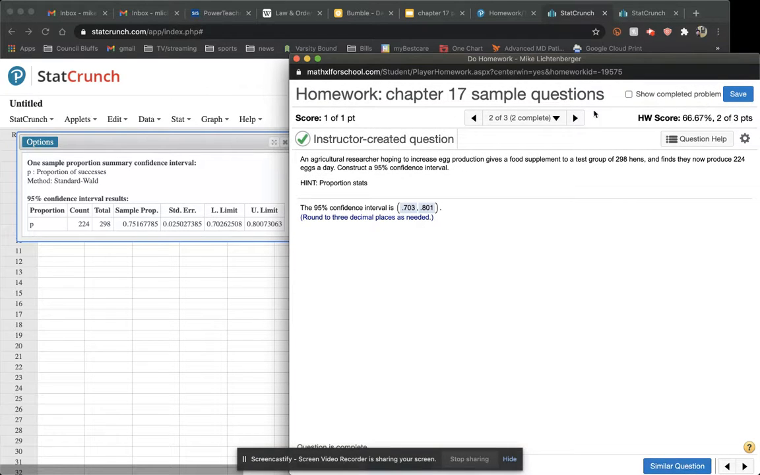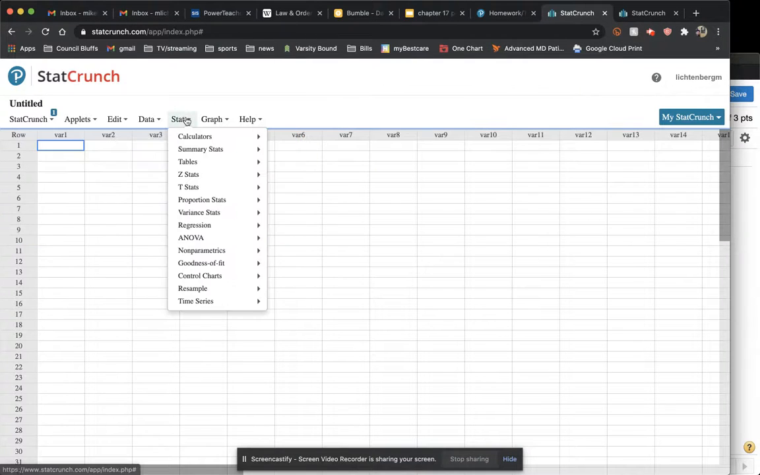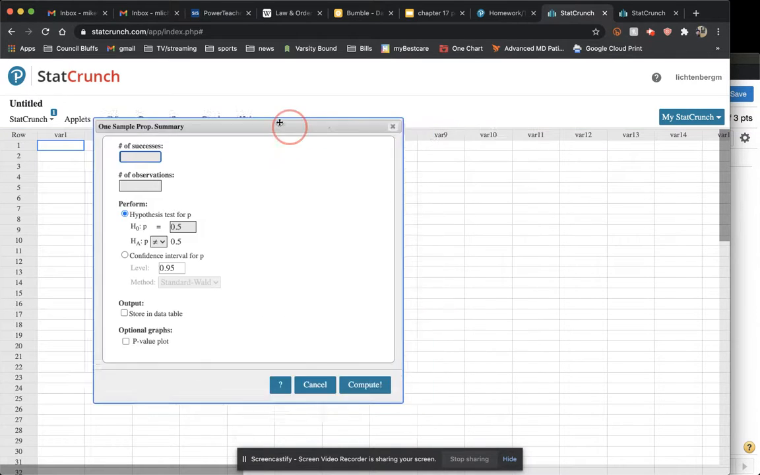Okay. Last sample question. Same thing, 95% confidence interval, but notice this time they want your answer as a percentage. So when you do your confidence interval and you look at your lower limit and your upper limit, we're going to convert it to a percentage and then round it to 1 decimal place. All right, so stat, proportion stats, 1 sample with summary.